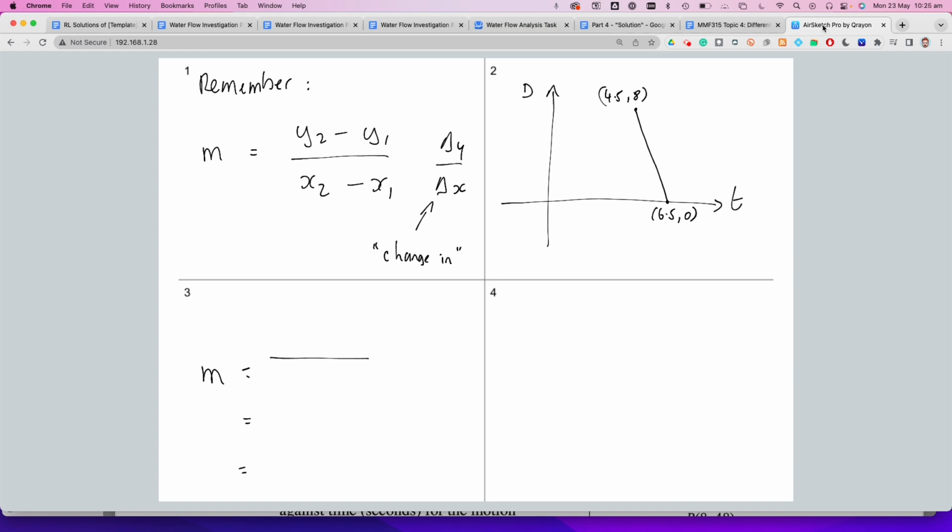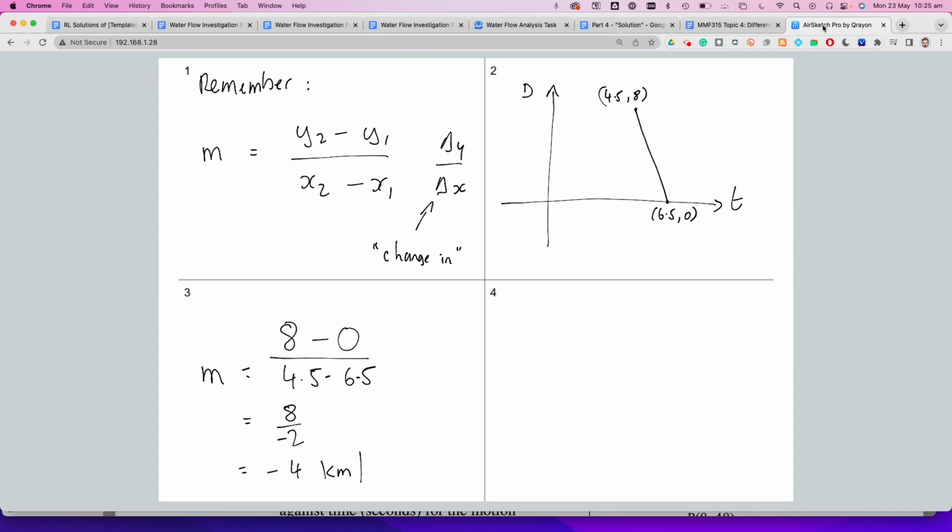Well, as we said, it's a change in y. So I simply write down the y coordinates. Doesn't matter which order, but I'm just going to go top to bottom. So it's going to be 8 minus 0. That's the change in y. And then we've got change in x, which is 6.5. Oops, sorry, I beg your pardon. Got to be in the same order. So 4.5 minus 6.5. So at the top, we've got 8 minus 0, which is 8. On the bottom, we've got 4.5 minus 6.5, which is 2, negative 2 to be precise. And that gives us 8 divided by negative 2, which is negative 4.